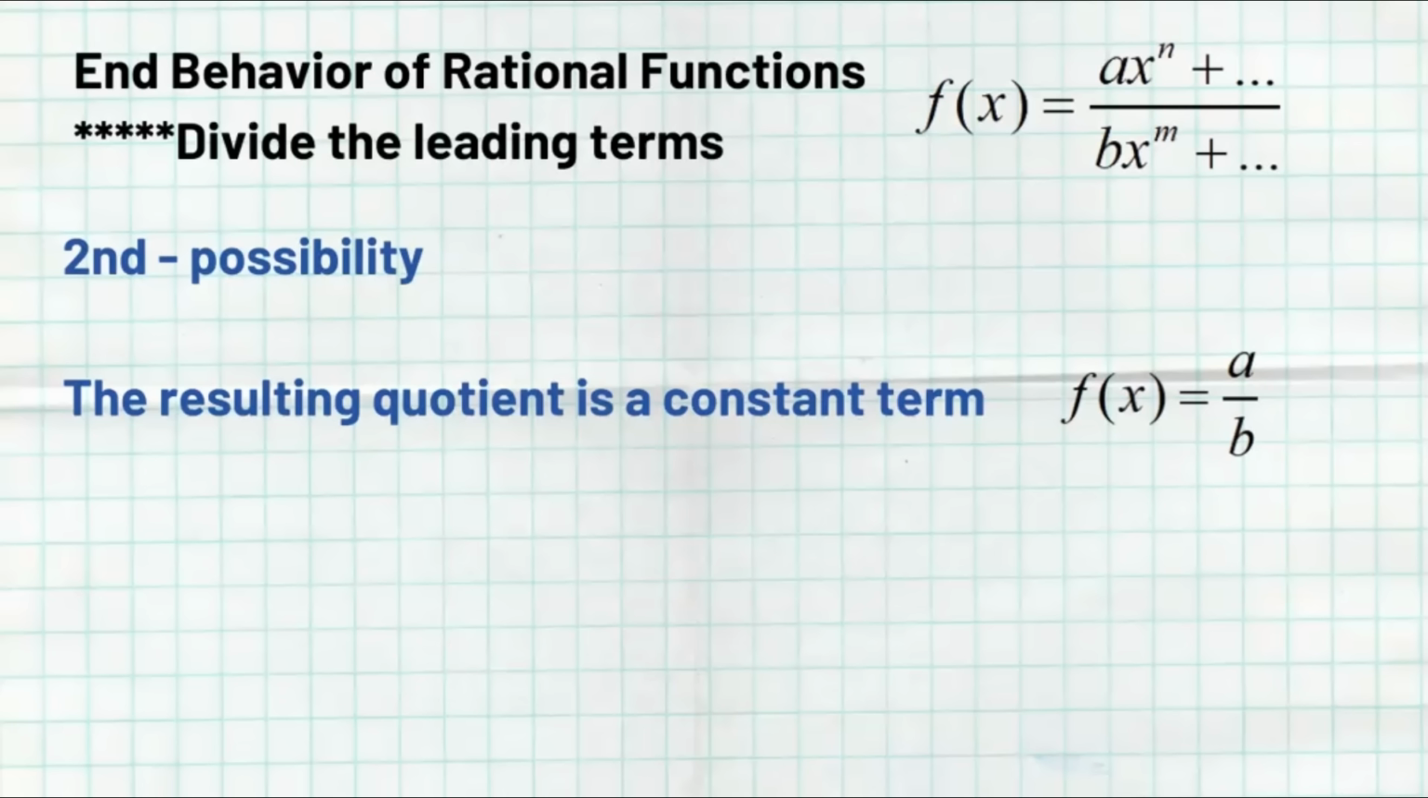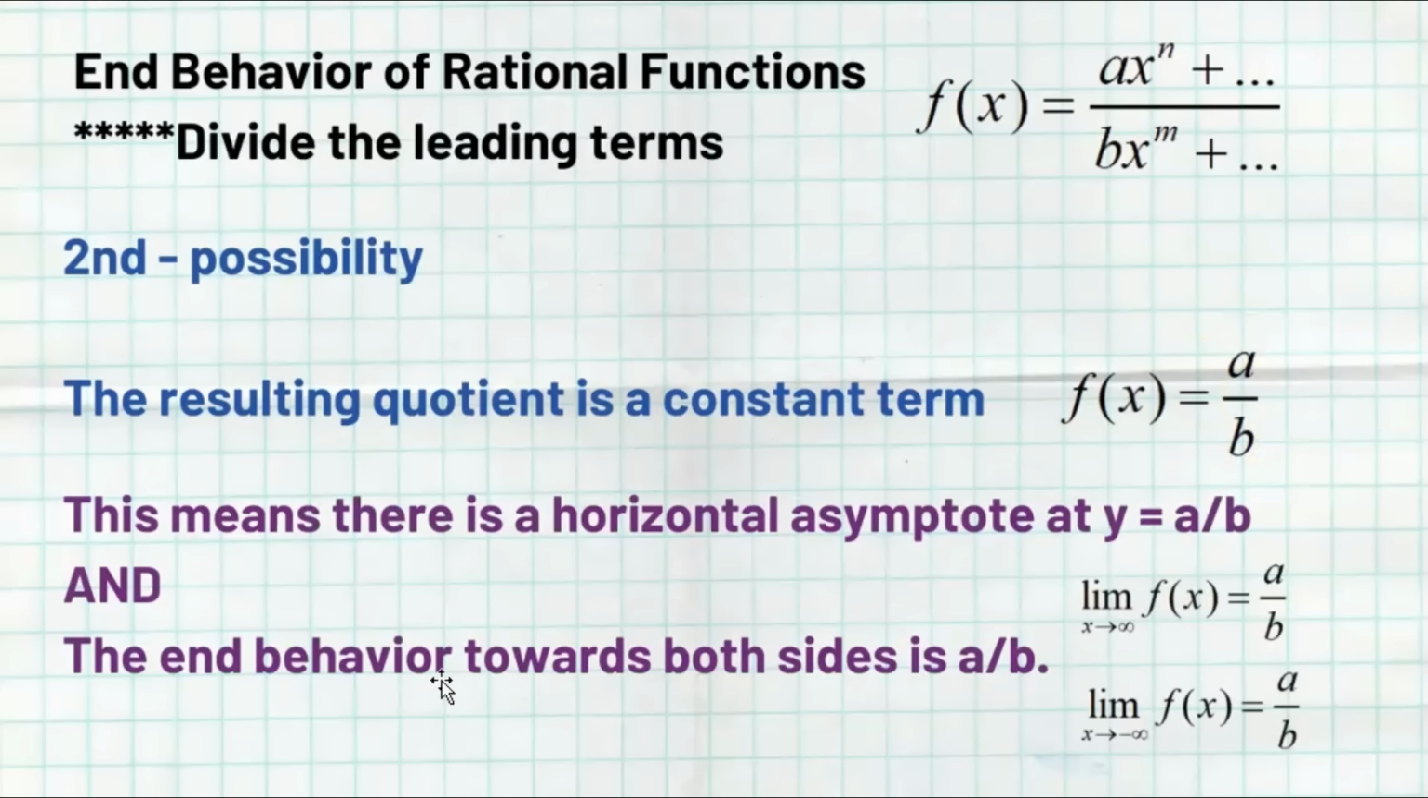Now, the second possibility is that the resulting quotient, when you divide those leading terms, is that you get a constant term. That means that your degrees were the same, and hence your x's reduced or canceled out. So all that's left is the leading coefficients a and b. If this occurs, that means you have a horizontal asymptote at y equals a over b. And the end behavior towards both sides is a divided by b. So the limit as x approaches infinity is going to be equal to a over b, and the limit as x approaches negative infinity is also going to be a over b. It's going to be the same on both sides.